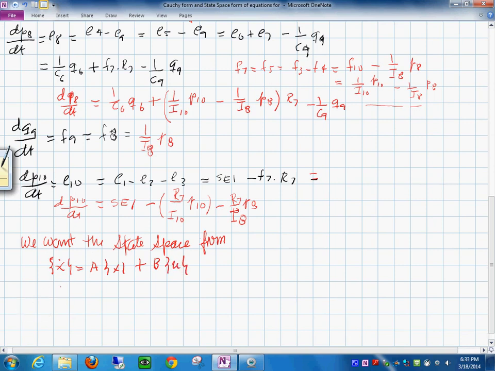U is the vector of the inputs. Y is equal to A plus 8.